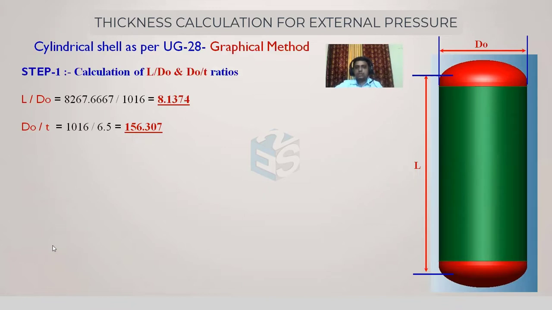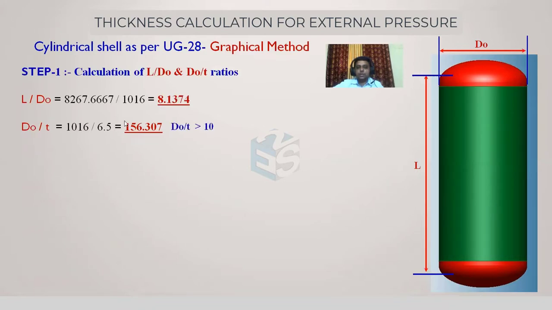156.307 mm. This is 156.307. It is a dimensionless quantity since it's a ratio, so don't put any units after that. So these both are the ratios. Now since we have calculated L by DO, DO by T, we are going to move to step number 2.